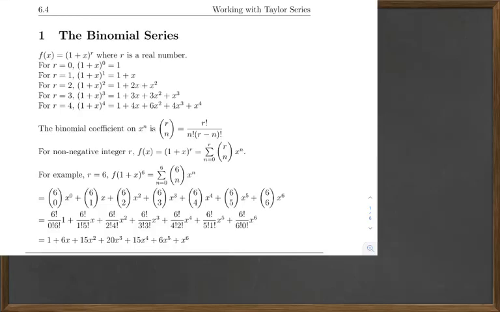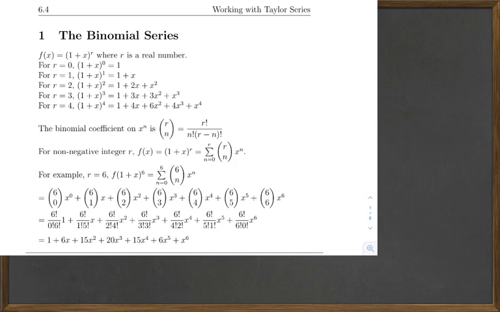Okay, this is going to be the first video in two videos for section 6.4, which is working with Taylor series. Specifically, one of the new ideas we're going to be looking at is the binomial series. Let's go ahead and look at a function f of x, which is equal to (1 plus x) to the r power, where r is a real number.